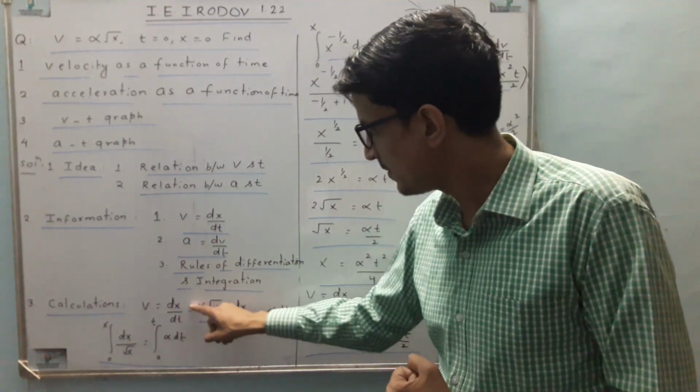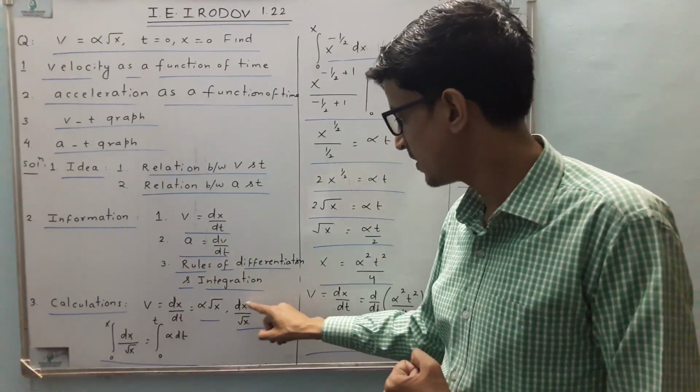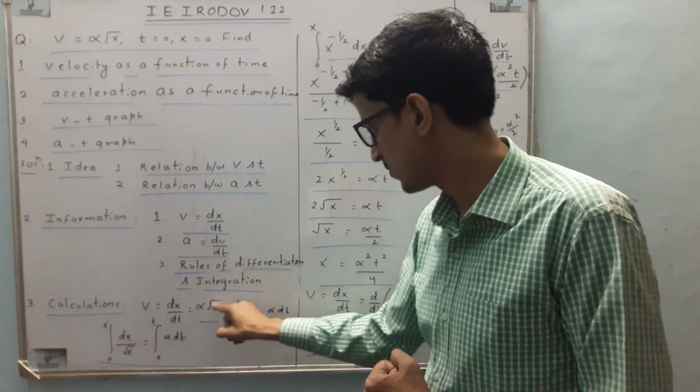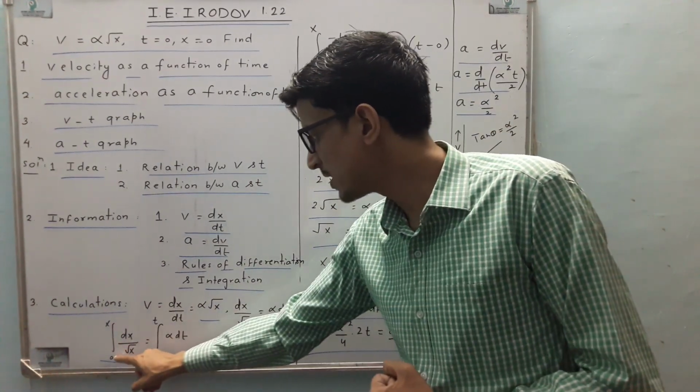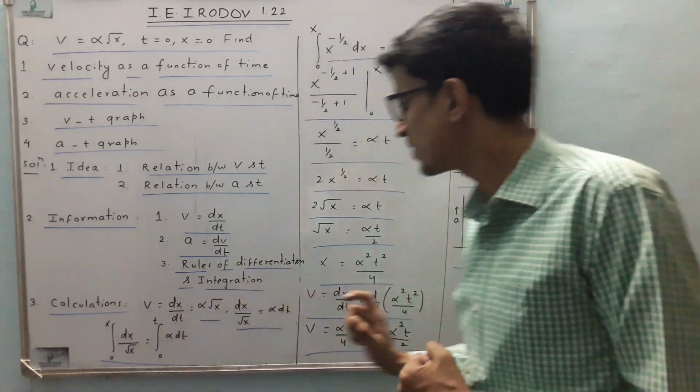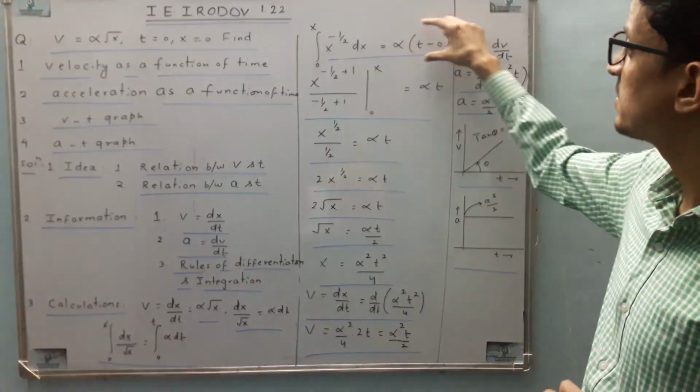v is dx by dt, v is alpha root x. So from here you just take this root x over here. So dx by root x is alpha dt. Applying the limits, here from 0 to x, here from 0 to t. So this is x to the power minus half dx is alpha into t.